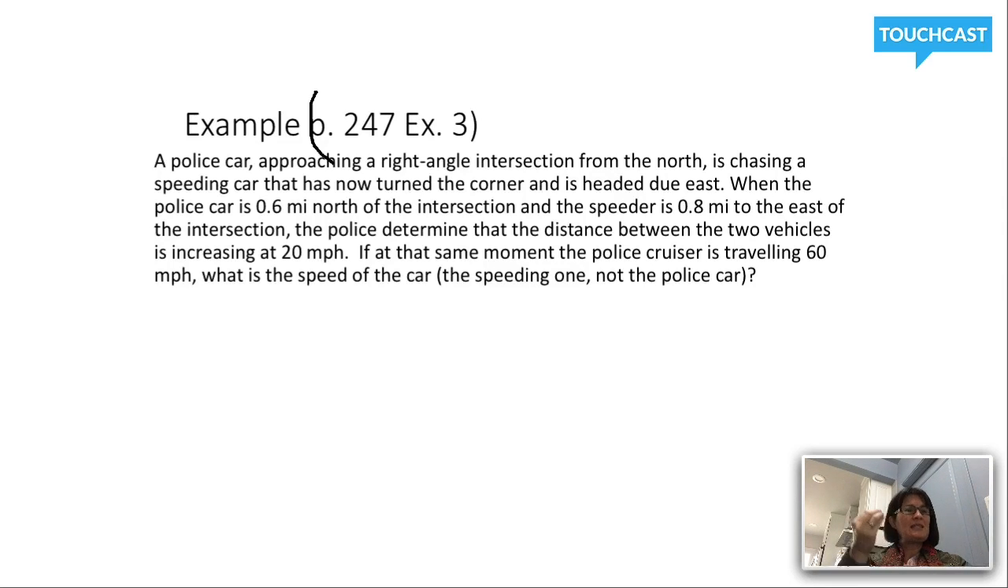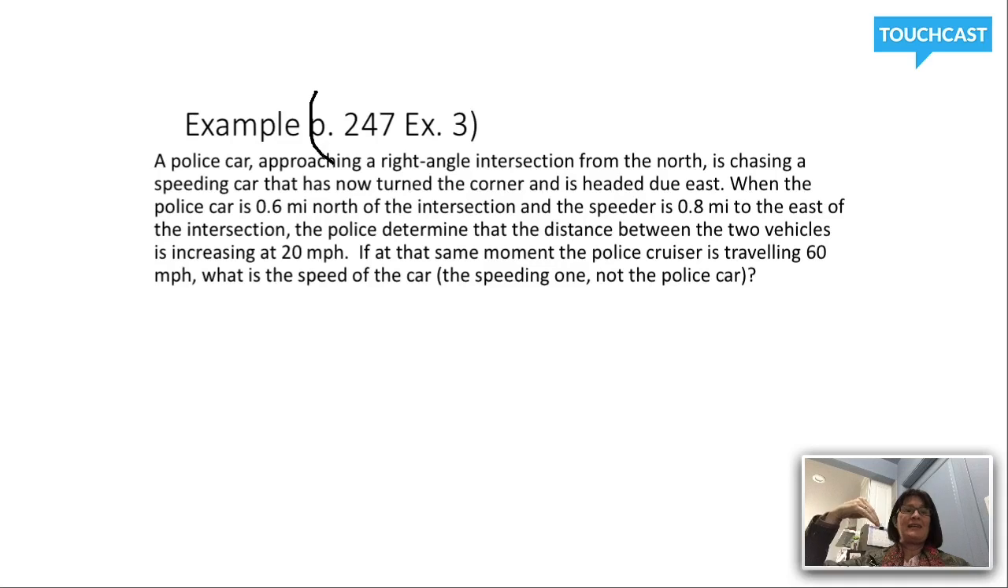So check out how this is different, complicated in a different kind of way, but still a related rates problem. This is pretty common. Cars approaching an intersection is a good related rates problem. So the police car is coming in at an intersection from the north. It's chasing some bad guys who already went through that intersection and turned east.